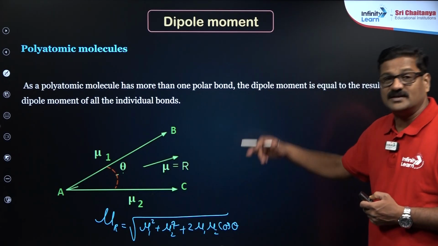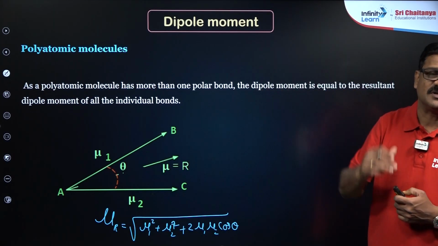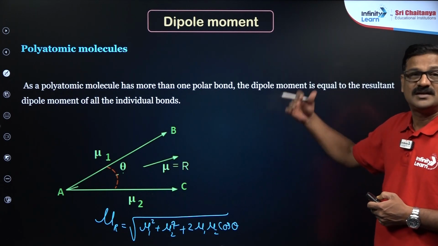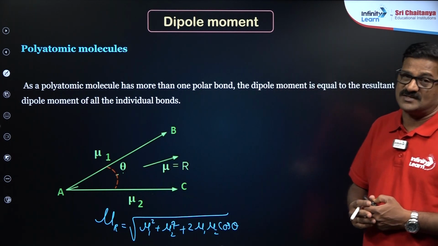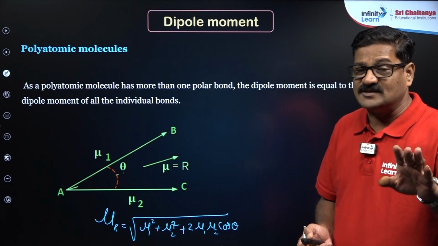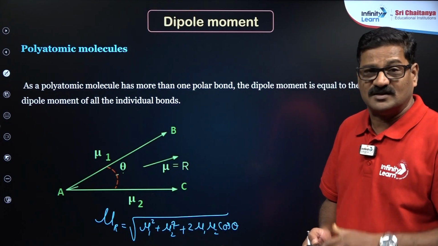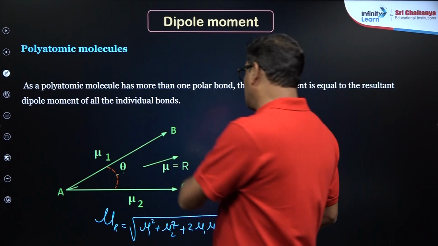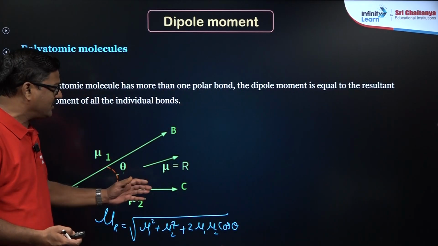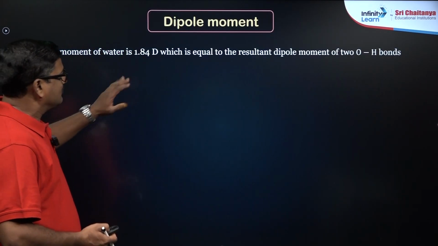As theta increases, dipole moment decreases, and when theta is equal to 180 degrees, the resultant dipole moment is going to be 0. As theta decreases, dipole moment is going to increase. So let's see various examples.